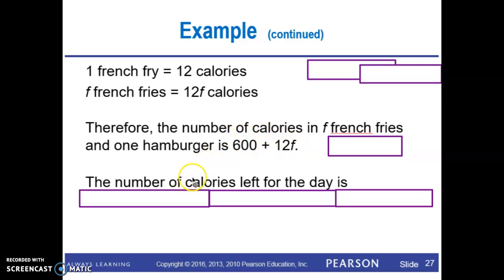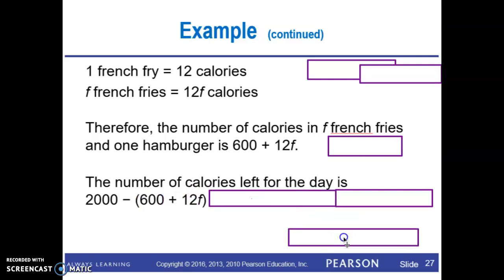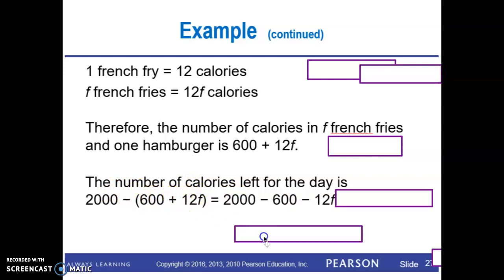Okay, so then if I want the number of calories left, remember we said we're going to take his total amount of calories that he can have per day, and we're going to subtract away how much he's already used. Notice that this subtraction puts this in parentheses. I don't want to subtract 600 and then go back and add 12F, right? I'm not increasing the number of calories he's allowed by the number of French fries he ate. I'm decreasing it by the number of French fries he ate. So it's important that this is in parentheses.